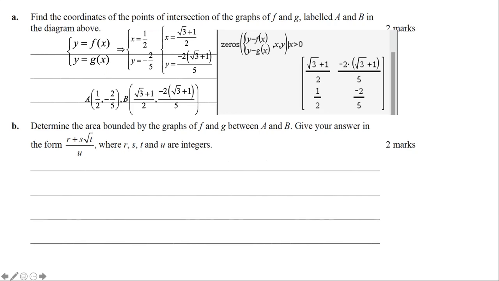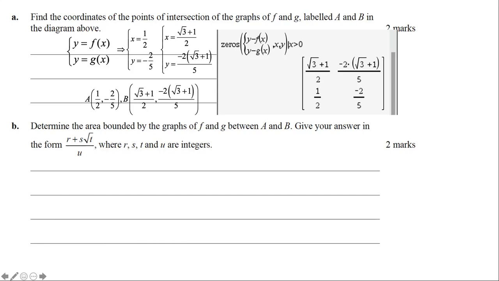This is done by solving simultaneous equations, y equals f of x and y equals g of x, or you could use a shortcut called zeros. Notice that I put the constraint x greater than 0 because both points are on the right-hand side of the y-axis. And the way to interpret the output is x equals that, y equals that. Another x equals half, y equals minus 2 on 5, okay? In coordinate form, that's your final answers.